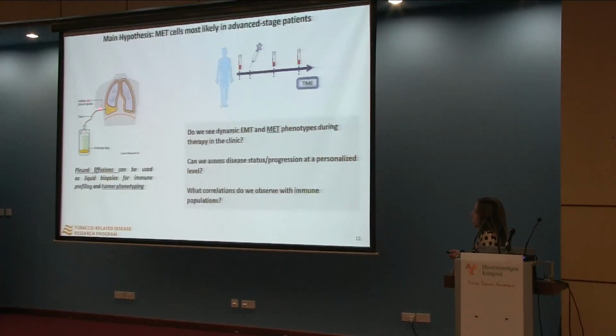So we decided to take this liquid accumulation from patients and ask, do we see these phenotypes now? Do we see changes with time? Because you can take the patient's specimen over time during treatment. And what correlations do we see with immune populations? Remember, with CyTOF, you can look at so many proteins that I can look in detail at how the cancer cells are faring and what immune populations I have in the sample.